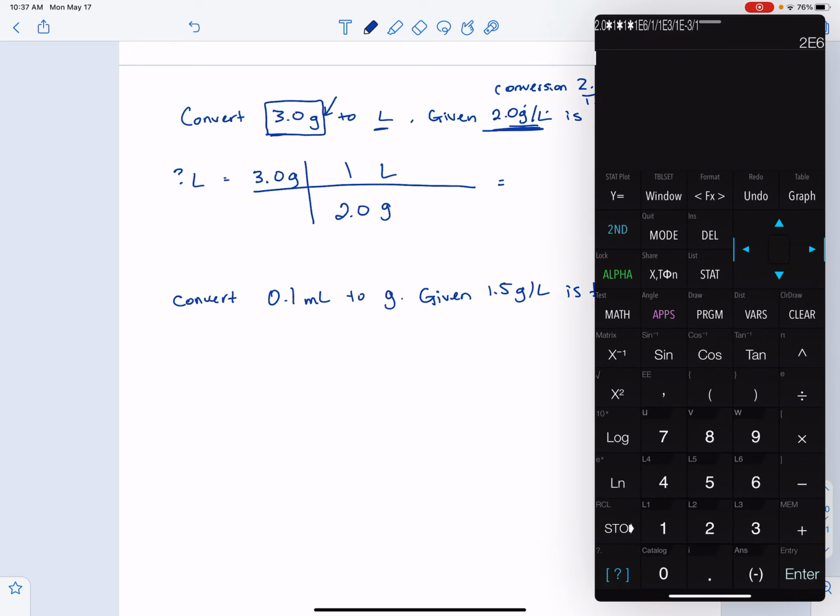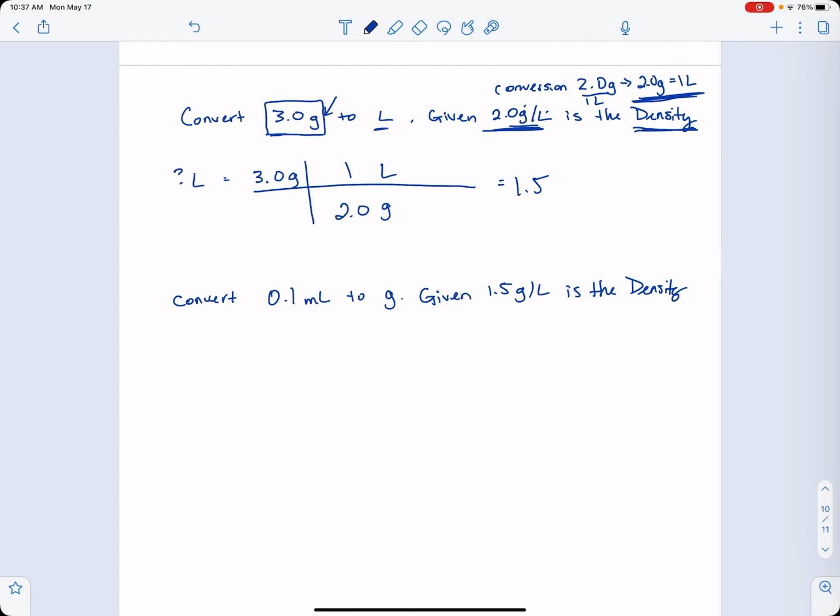So when we solve that, it's just 3.0 times 1 divided by 2.0, and that gives us 1.5. That's good on the sig figs because this has 2 sig figs and this has 2 sig figs.